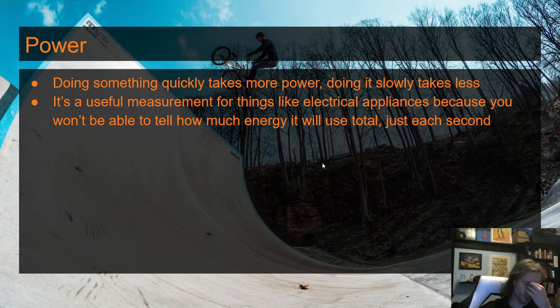The reason that power is particularly important and a particularly useful measurement for electrical appliances is that if someone buys a light bulb and you want to tell them the energy usage for this light bulb, the problem is that you can't tell them how much energy the light bulb will use while it's on, because if they leave it on for 2 hours, then it will use a lot more energy than if they only leave it on for 10 seconds. So what you can do is tell them the energy usage for every second that it's on. And that's what power is. It's a really useful concept for modern life, even if it's not an interesting concept for solving physics problems most of the time.